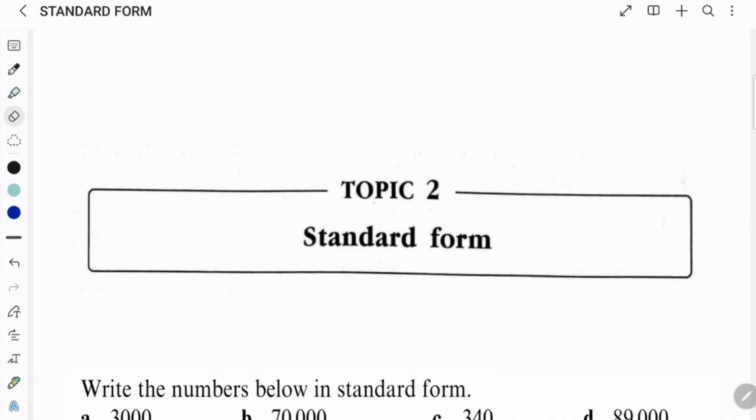In the first three videos, we covered the topic of numbers, in which we did simplification, ordering numbers, and HCF and LCM questions. Now in this second topic, we'll do some questions on standard form, starting with the basics, and then we'll move on to the past paper questions.